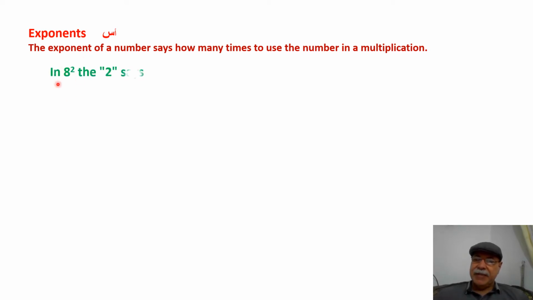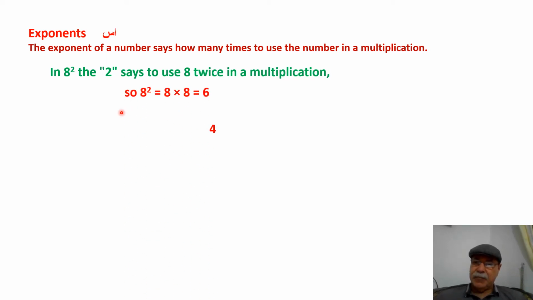Look at this. In 8 square, the 2 says to use 8 twice in the multiplication, meaning you multiply 8 times 8. This is 8 square. By definition, 8 times 8 is 64. 64 is the result of 8 square. 8 square means 8 times 8.